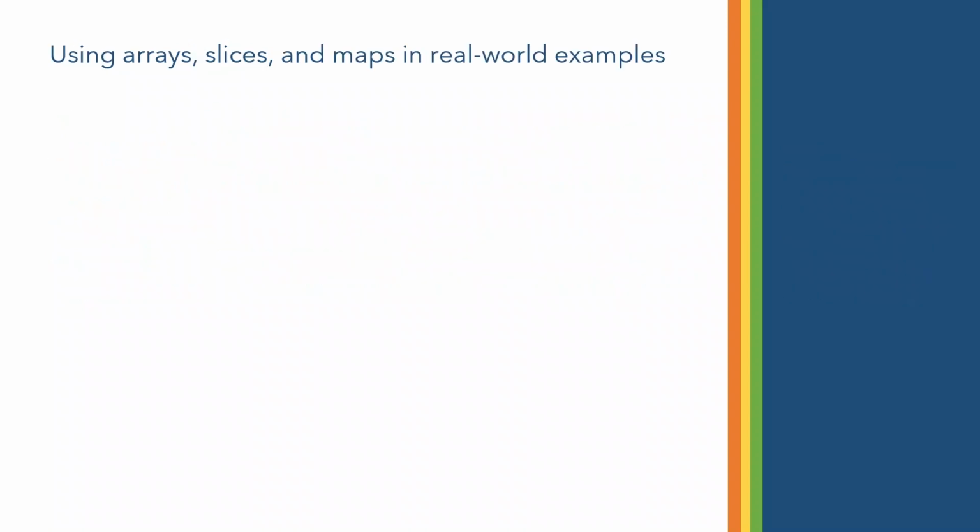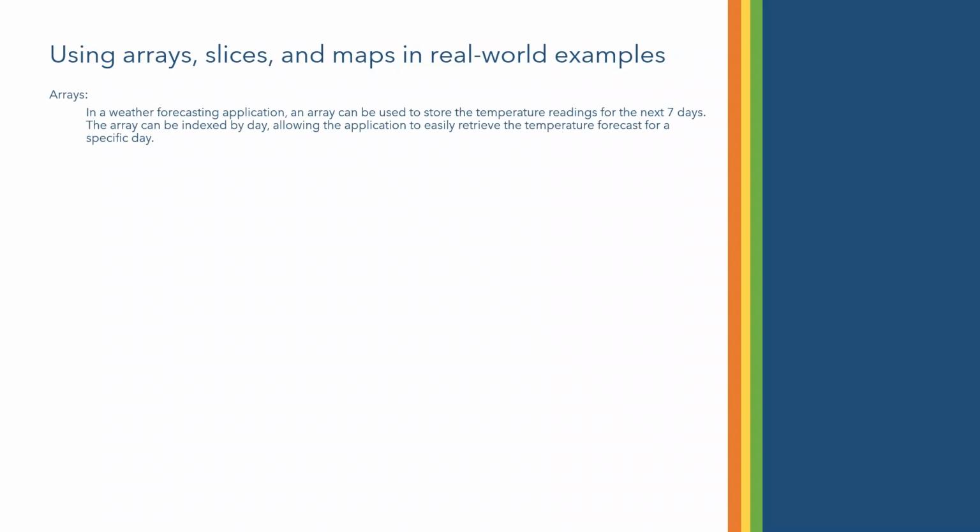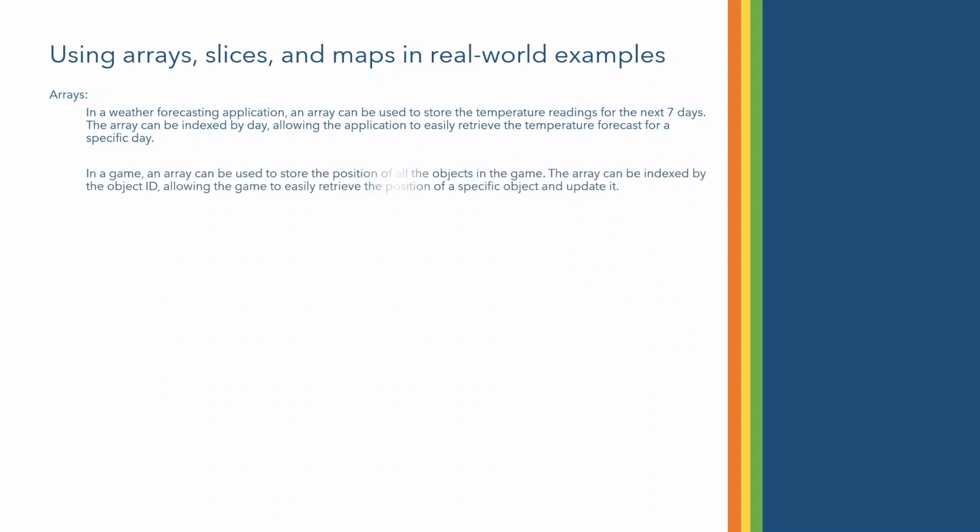Now let's look at using arrays, slices and maps with real world examples. Arrays. In a weather forecasting application, an array can be used to store the temperature readings for the next 7 days. The array can be indexed by day, allowing the application to easily retrieve the temperature forecast for a specific day.